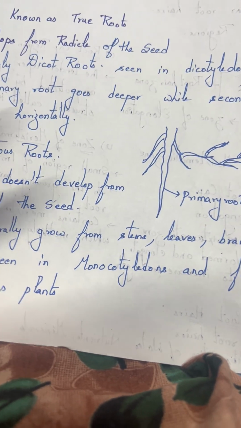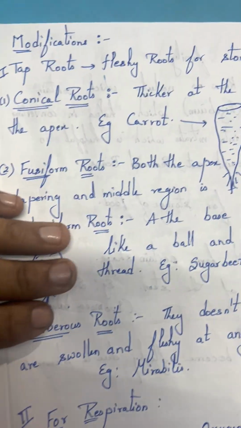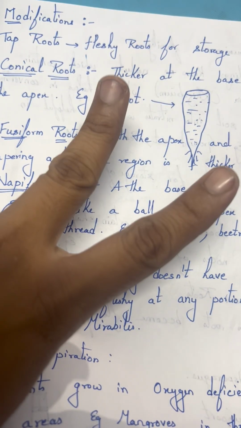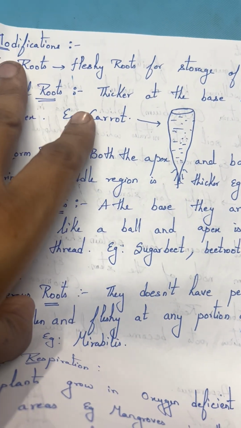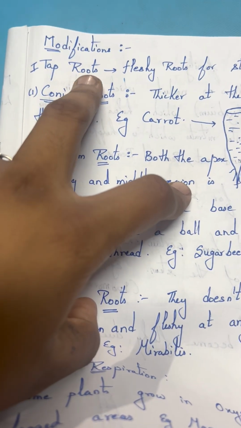Okay, so this is about the adventitious roots. Next, coming to modifications. What are the modifications seen? Firstly, we'll go for the taproot modifications. We have studied two types of root systems, right? Taproot as well as adventitious roots. So first we will see taproot modifications.